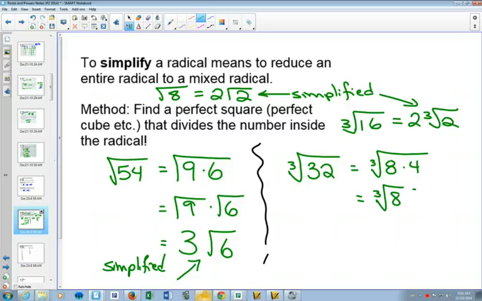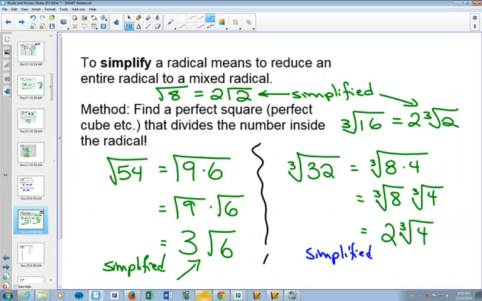And the same thing is true with cube roots. That is true with square roots, that you can multiply them. And the cube root of 8 just becomes 2. And this is simplified, because it's written as a mixed radical.